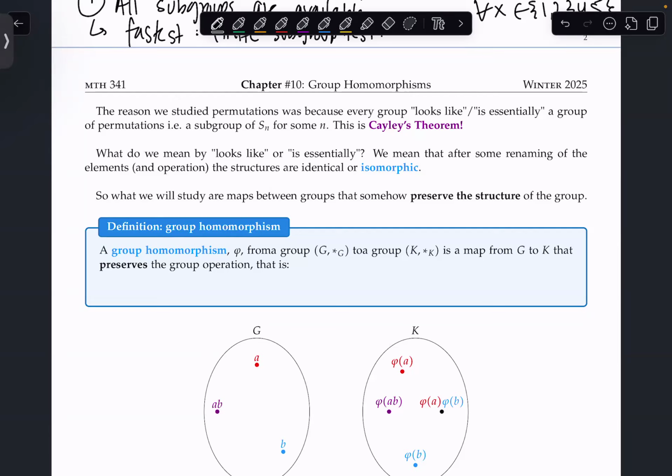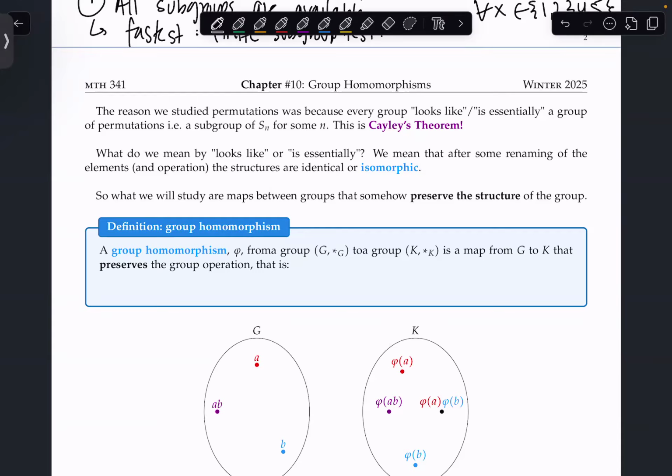Okay, so we studied our permutation groups really because all of our finite groups are essentially going to look like a permutation group. So a subgroup of an SN, right? I don't know exactly which one it is, but I can completely look at all of my finite groups as one of these permutation groups. So permutation groups tell us the full info on what finite groups look like.